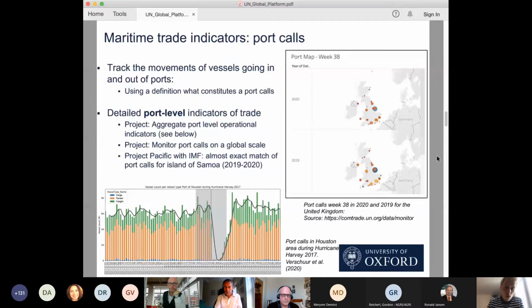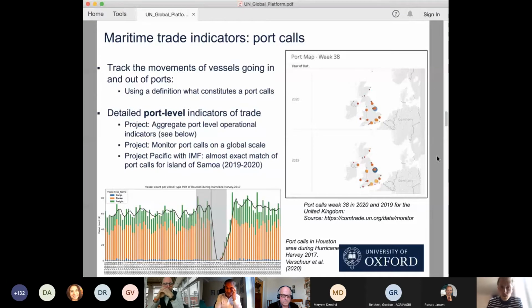Then we also looked, in a project with the IMF, at whether we can see what's going on in a very small island, let's say the island of Samoa, where we have good official statistics for port calls. And we realized we could come to an almost exact match for a two-year time frame for this island, which showcased to us that this data can actually be used in a variety of countries.